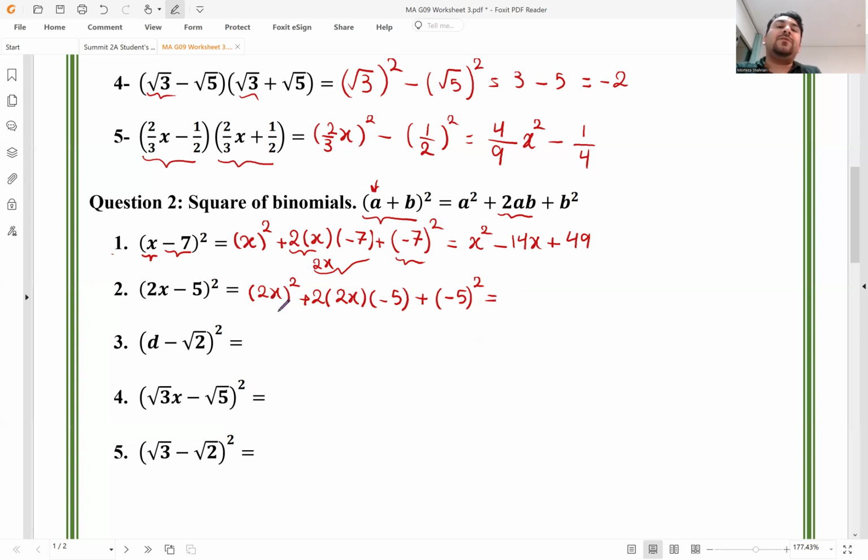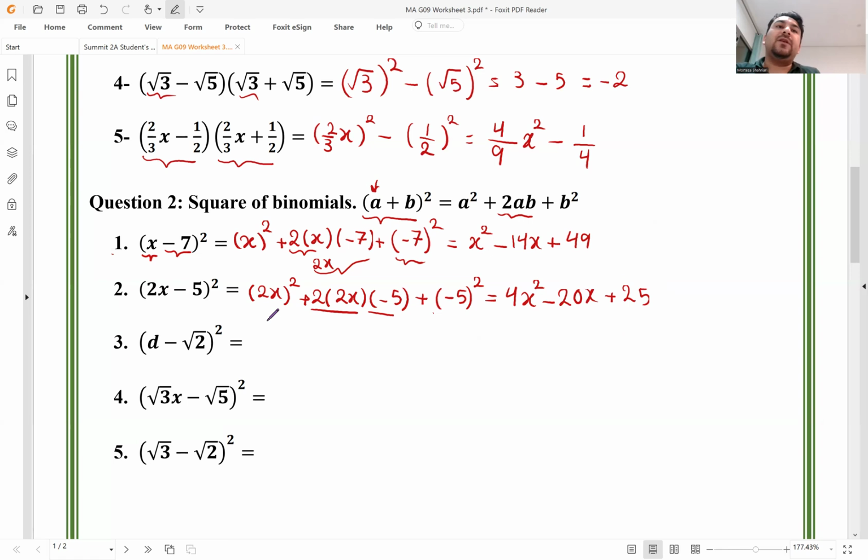Okay, the first term, which is 2x powered by 2, the power belongs to each one of them inside the bracket, belongs to 2 and belongs to x. 2 powered by 2 is 4. X powered by 2, x squared. The second one, multiply the first 2, 2 times 2x, 4x. The result, 4x multiplied by negative 5 is negative 20x. Then the last one, negative 5 powered by 2 is positive 25.